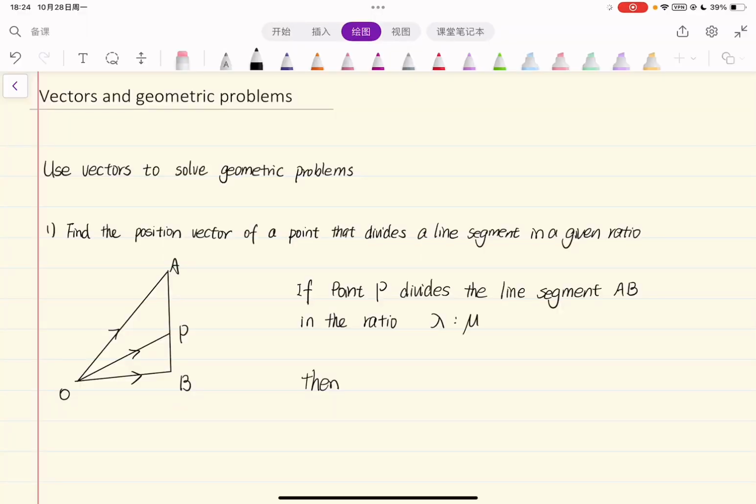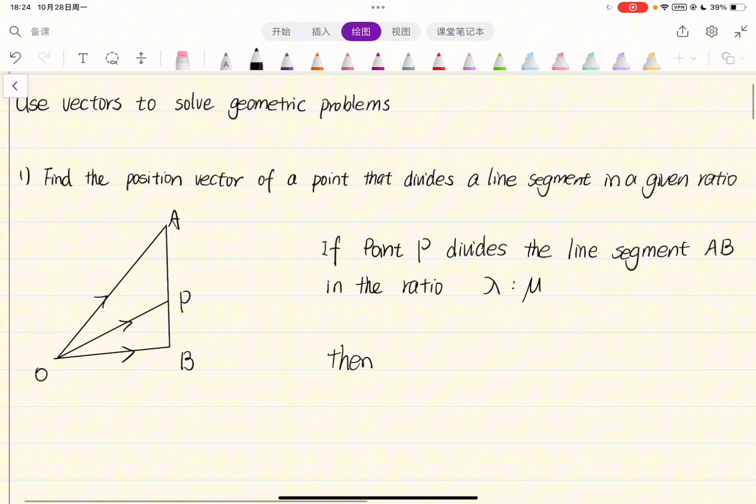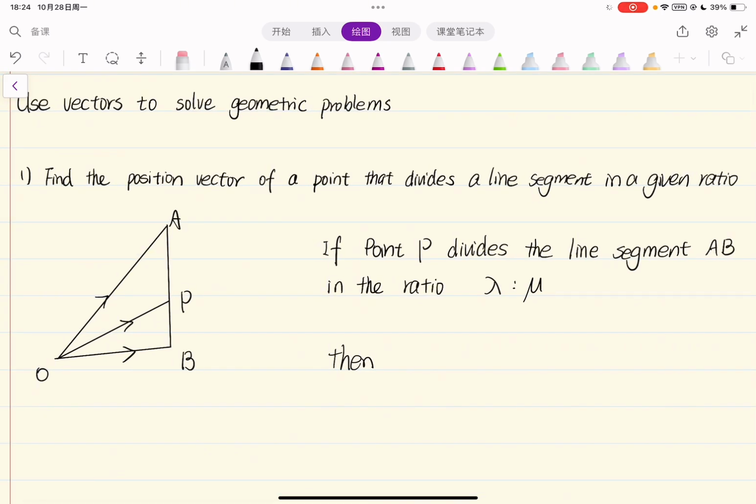Hello everyone, in this video we are going to learn how to use vectors to solve geometric problems. Firstly, let us see how to find the position vector of a point that divides a line segment in a given ratio. In here, we have a point P that divides a line segment AB in the ratio lambda to mu.